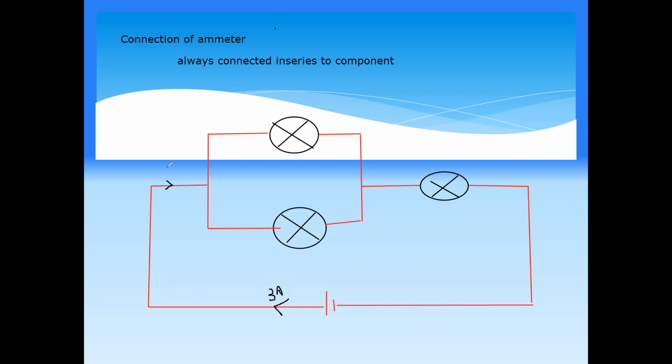Before entering the branch, what is the current at this point? That will be 3. For example, out of this 3, if 1 ampere flows through the first branch, how much current will flow through the second branch? So 2 ampere will flow through the second branch. And then the same current will pass. Here it's 2 ampere and this part is 1 ampere. How much current will be at this point? What will be the current?